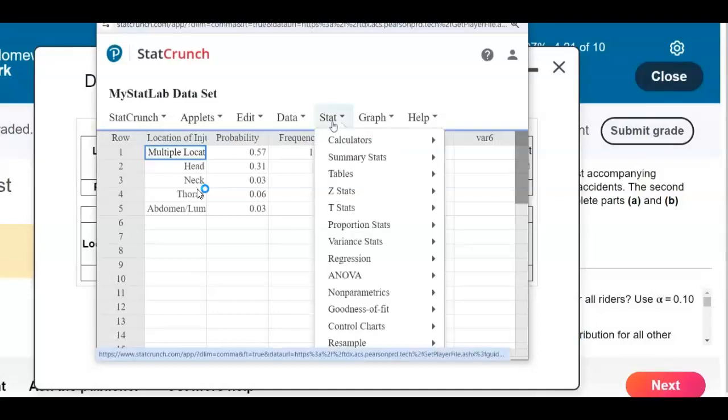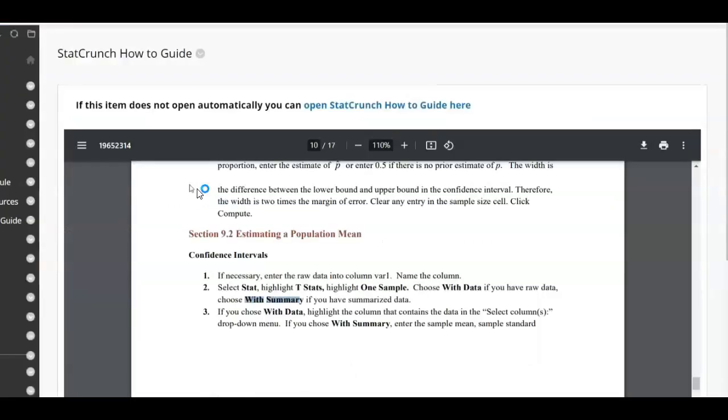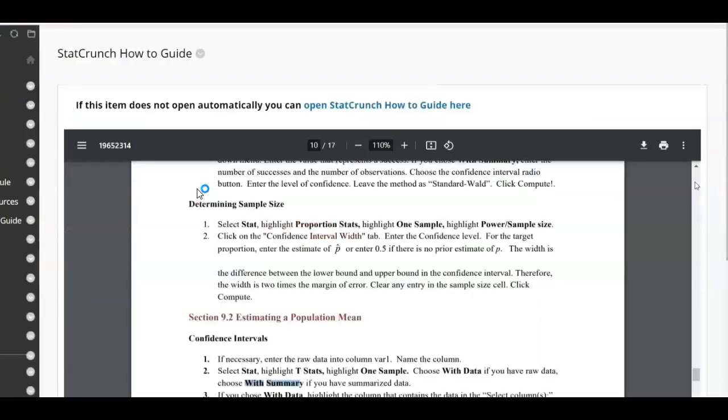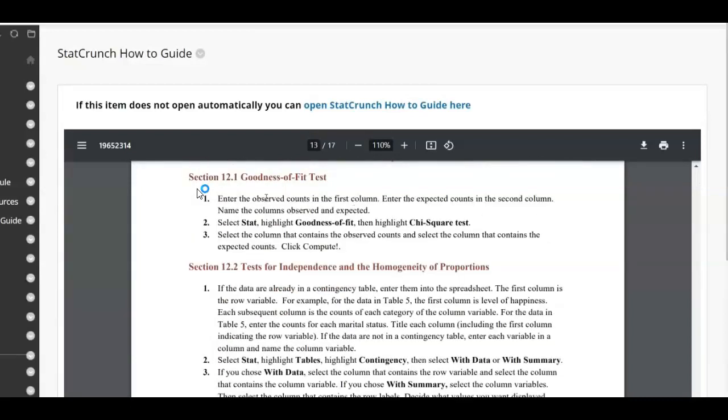StatCrunch. I have these written down in my notes, but let's say you didn't have it written down. So you would go over here to the StatCrunch guide and say goodness of fit test. So there's this observed counts and expected counts.